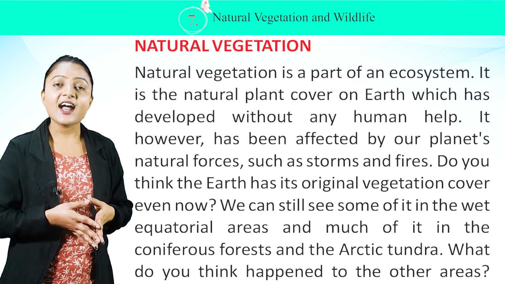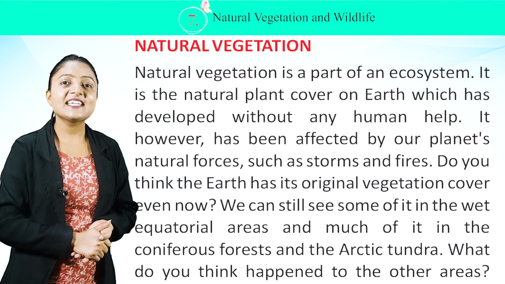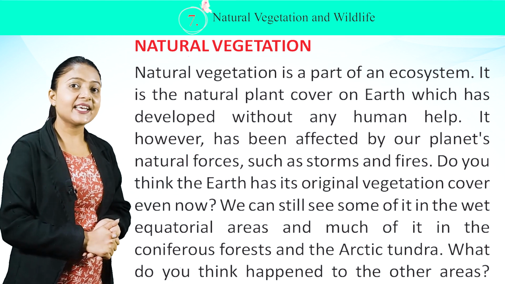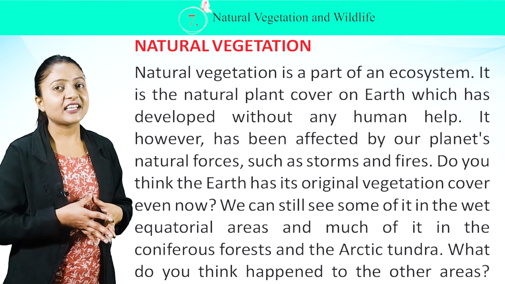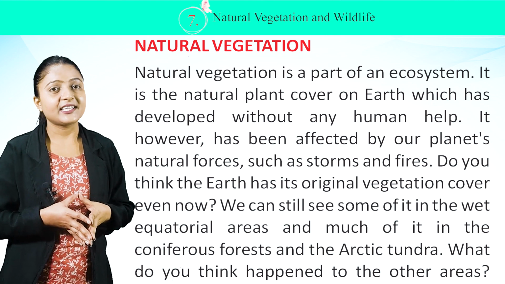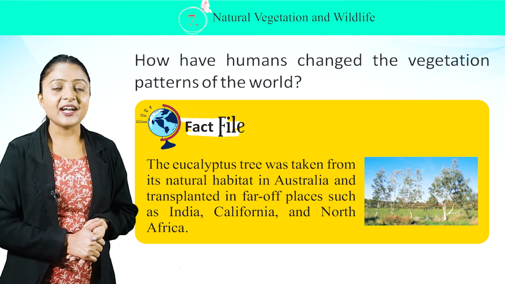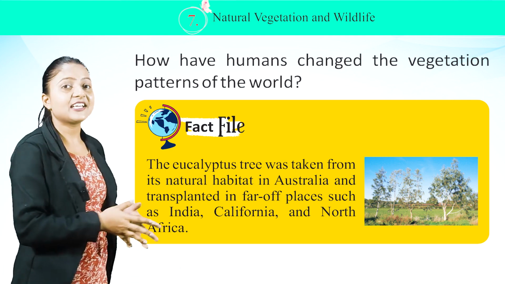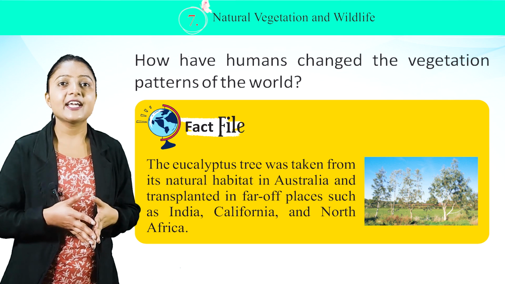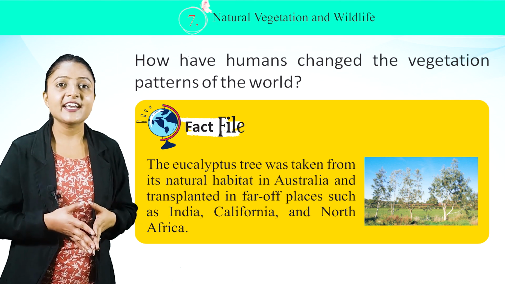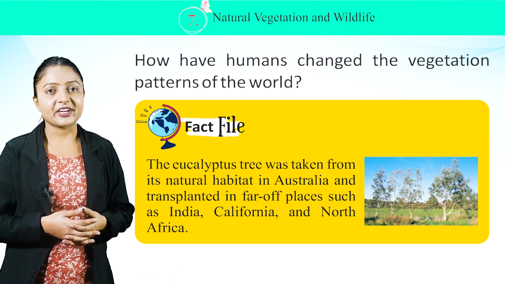Do you think the earth has its original vegetation cover even now? We can still see some of it in the wet equatorial areas and much of it in the coniferous forest and the Arctic tundra. What do you think happened to the other areas? How have humans changed the vegetation patterns of the world? Fact file. The eucalyptus tree was taken from its natural habitat in Australia and transplanted in far-off places such as India, California and North Africa.